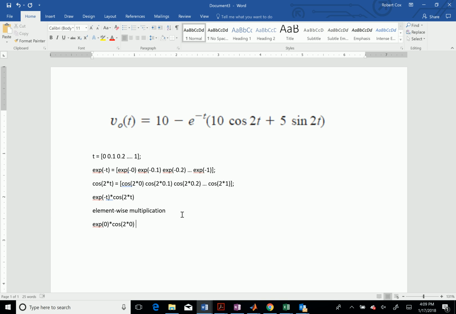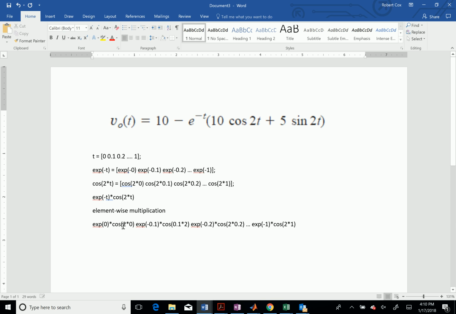And I want the next entry to be exp of minus 0.1 times cosine of 0.1 times 2. And I want the next entry to be exp of negative 0.2 times cosine of 2 times 0.2, so on and so forth, all the way up to exp of minus 1 times cosine of 2 times 1. Okay? That's what I want the answer to be.